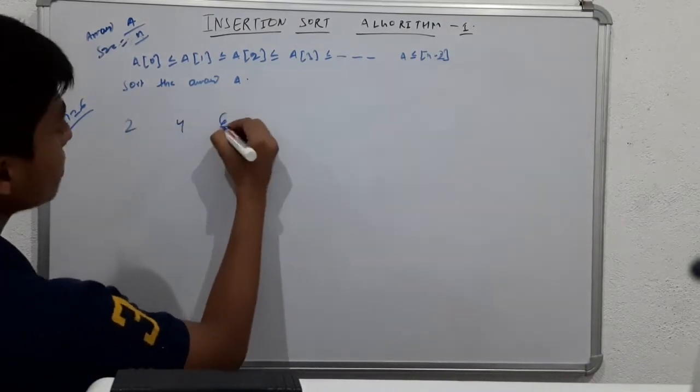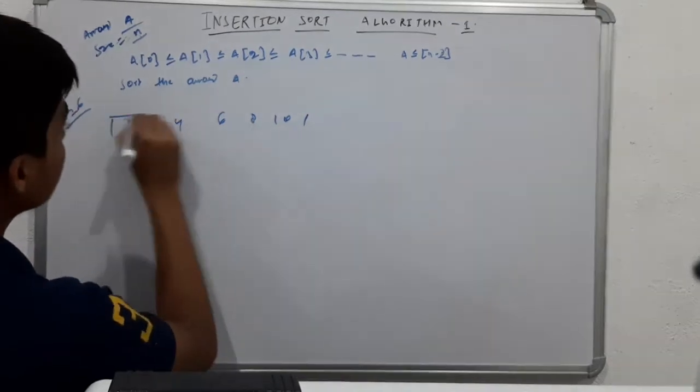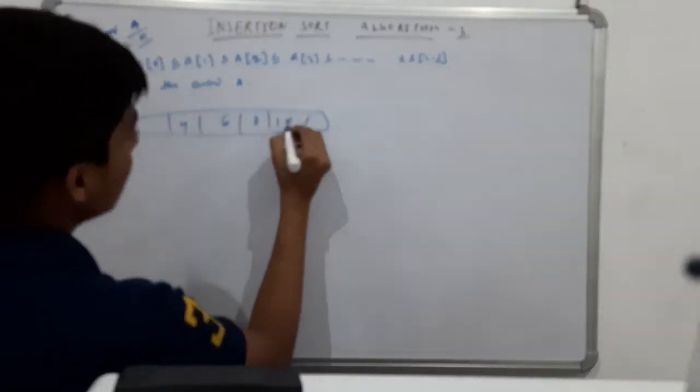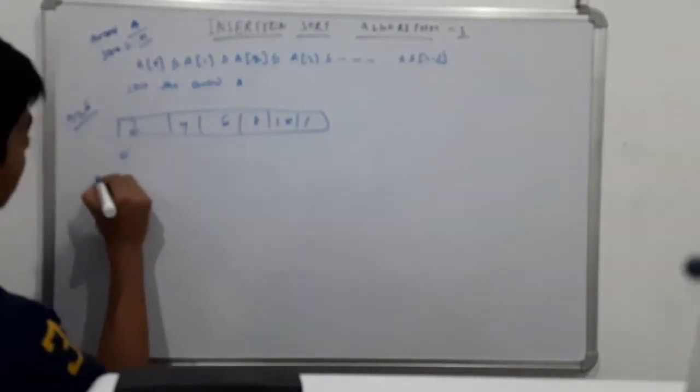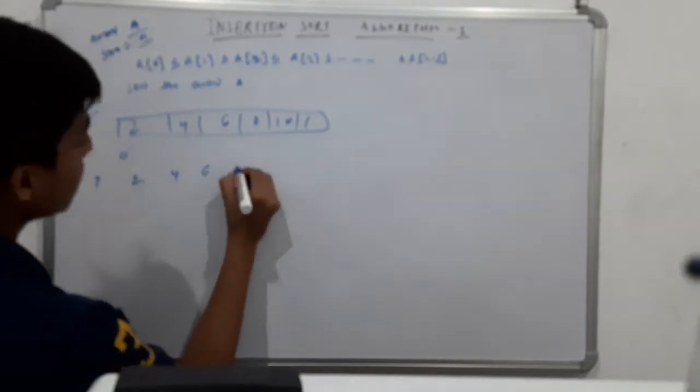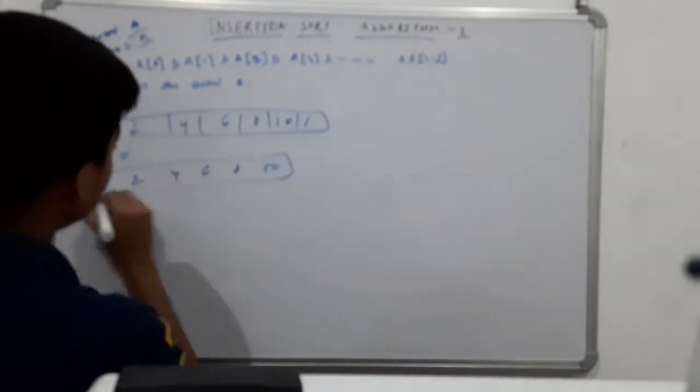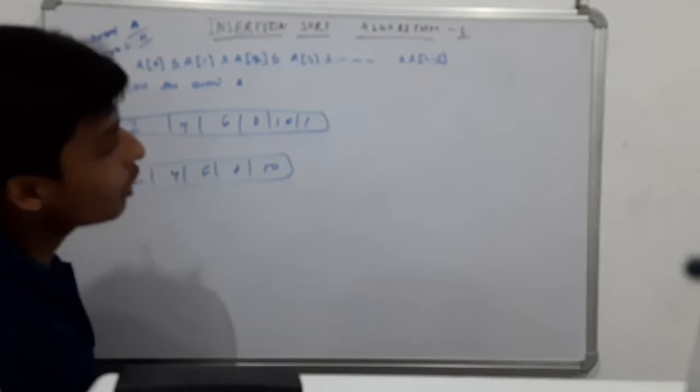2, 4, 6, 8, 10 and 1. This was my unsorted array. Now we want it to get 1, 2, 4, 6, 8 and 10, right? And so the code, let's see.